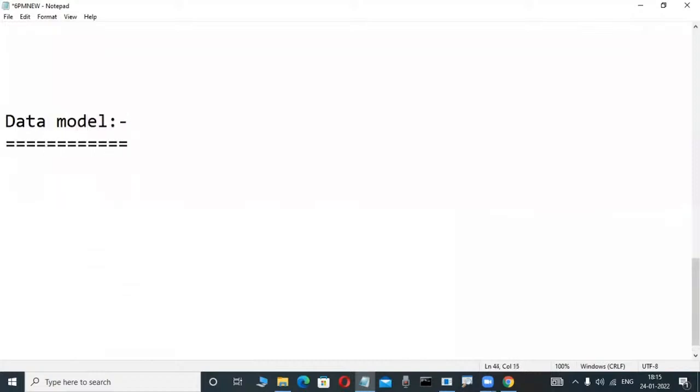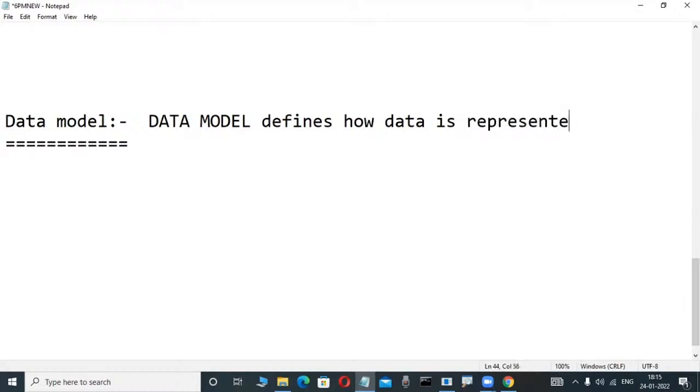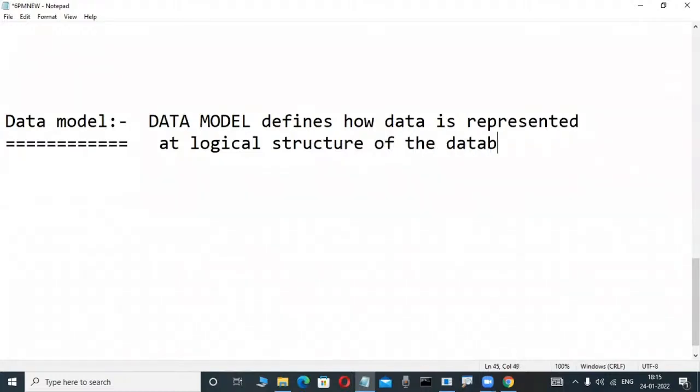Data model represents how data is represented. A data model defines how data is represented at the logical structure of the database. How easy a definition. Observe here, logical structure of the database. And now check it out. What is a logical structure?